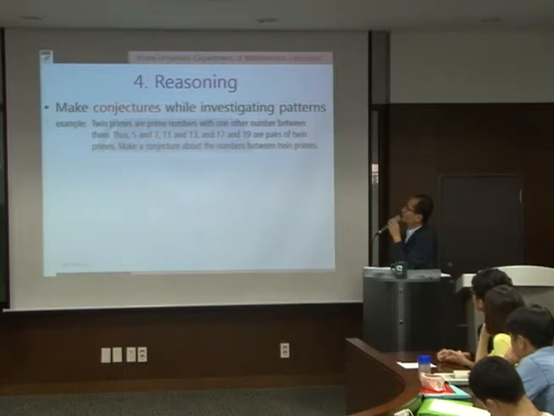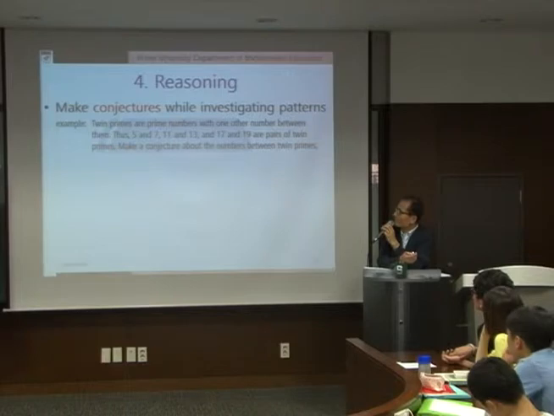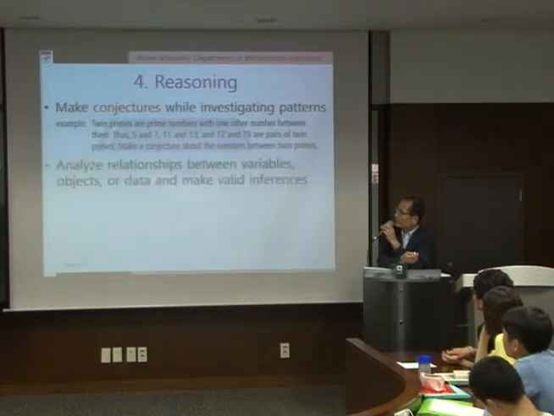For instance, this kind of twin prime problem. This is part of number theory. Twin primes are prime numbers with one other number between them. Thus 5 and 7, 11 and 13, 17 and 19 are pairs of twin primes. Make a conjecture about the numbers between twin primes. If you took a number theory course, you may solve this problem. Anyway, this is a conjecture process.